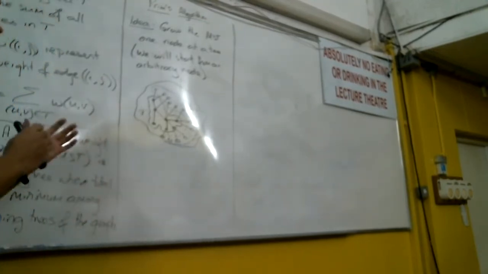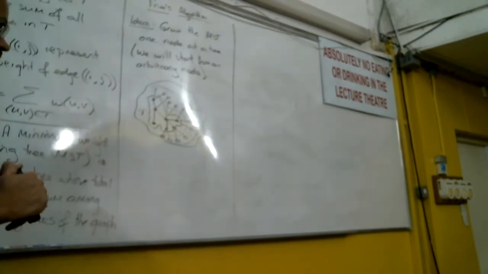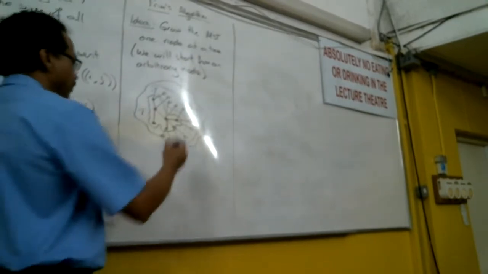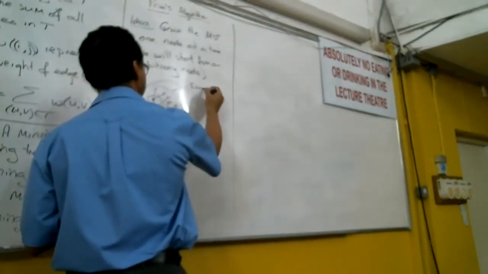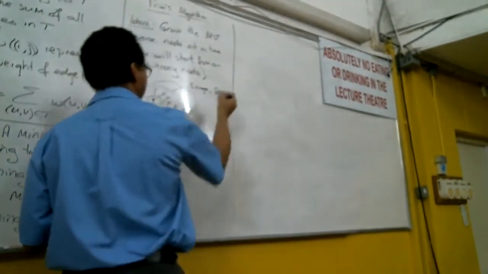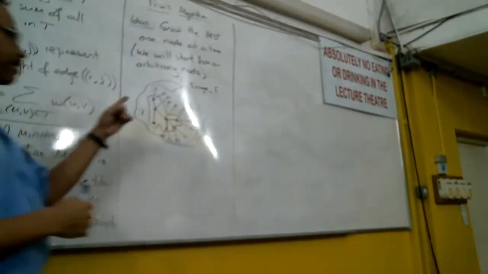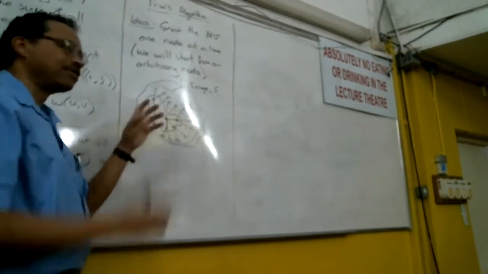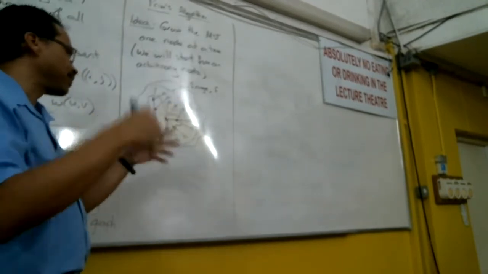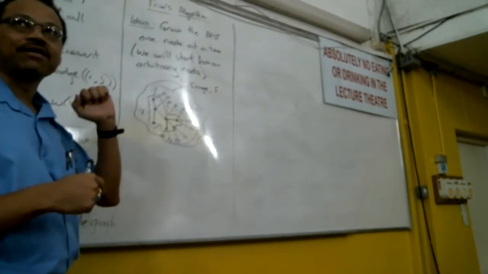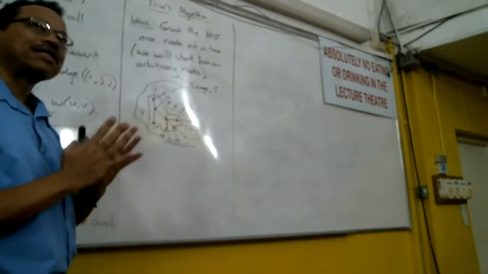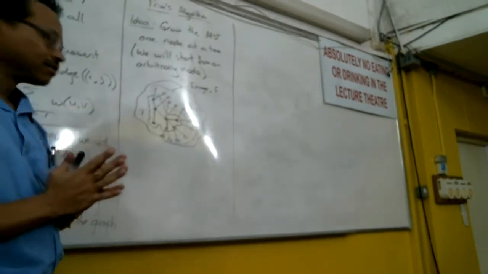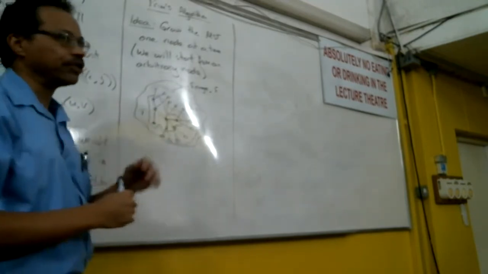Now, how do I choose among these? I'm going to call this the fringe, and for this purpose, I'm just going to call it F. So we need to select a node from F. And here's how we need to select a node from F. How do we do that? Here's the idea behind it. Select the node that has the minimum weight that crosses the tree to the fringe.